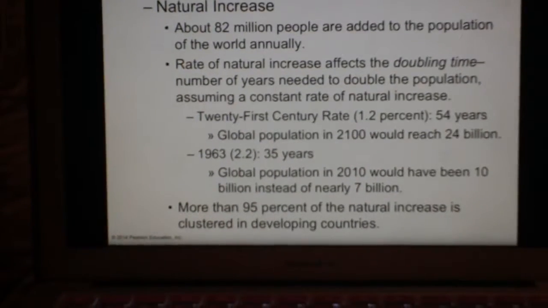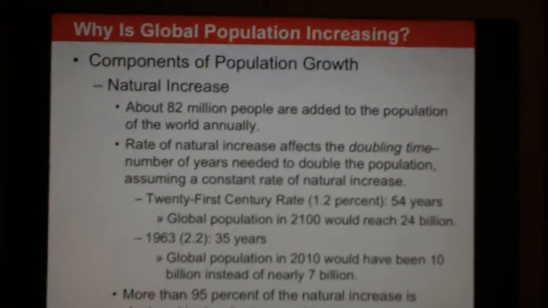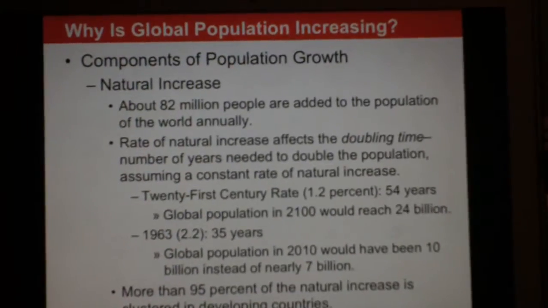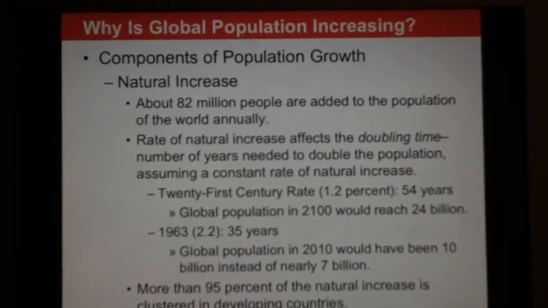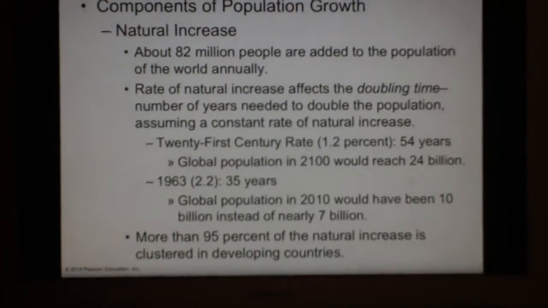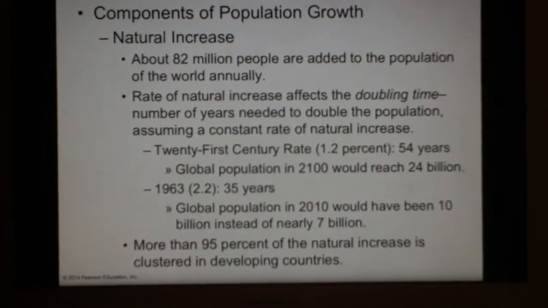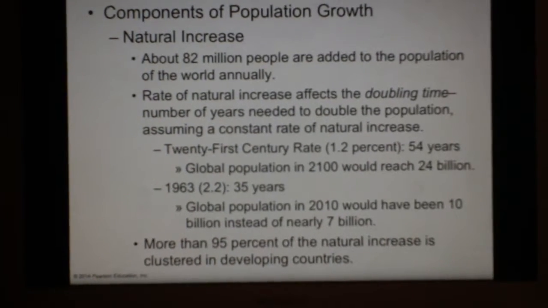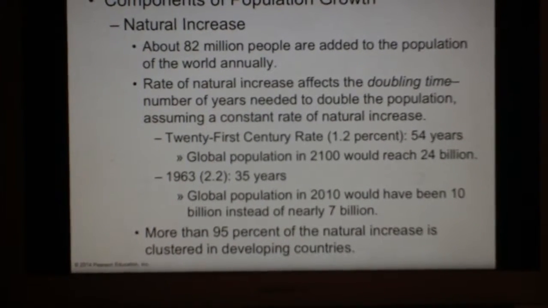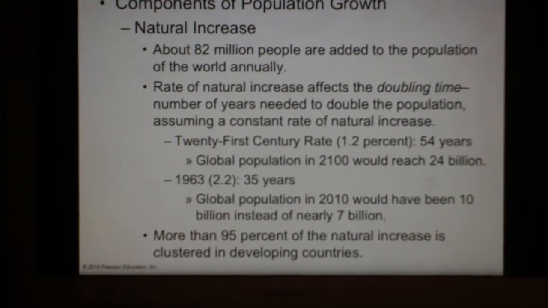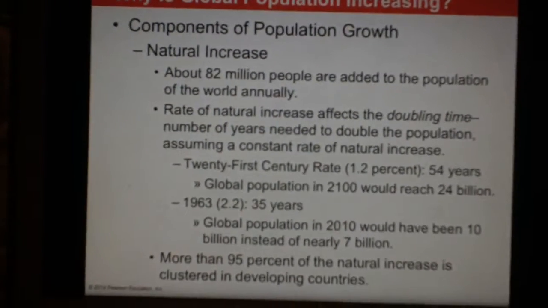More than 95% of the natural increase is clustered in developing countries. That makes sense, particularly given what we learned about birth control, education involved in birth control, religious issues involved with birth control, and government involvement in birth control. Developing countries don't have as much involvement in those issues, and we'll talk more about that.